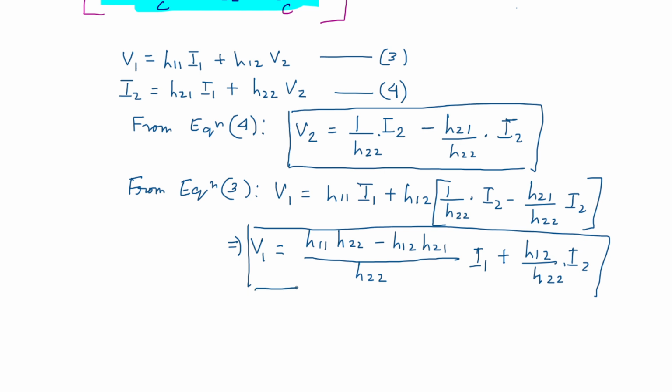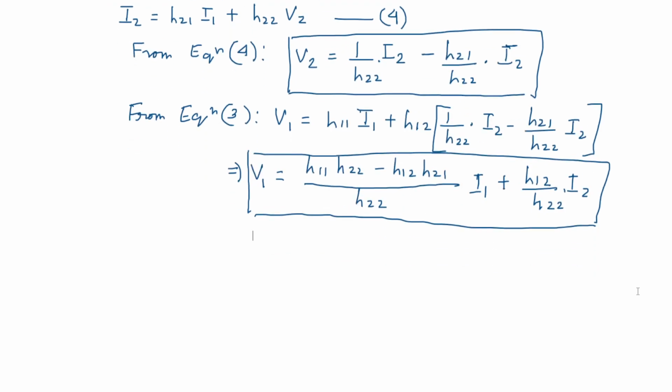If you compare with your previous equation, or fundamental equation, which represents the Z parameter, this must be Z11. So V1 is equal to Z11 I1. So Z11 is actually delta H divided by H22, where delta H is H11 H22 minus H12 H21. Z12 is H12 divided by H22. So this represents Z12.